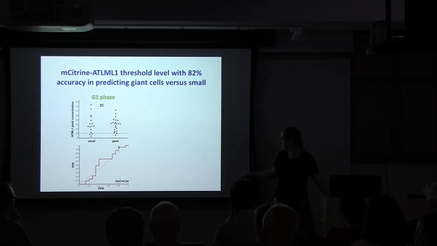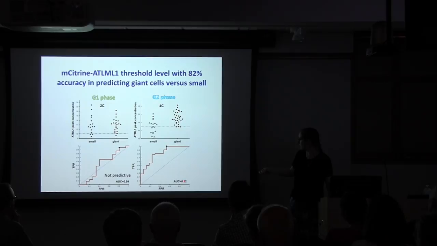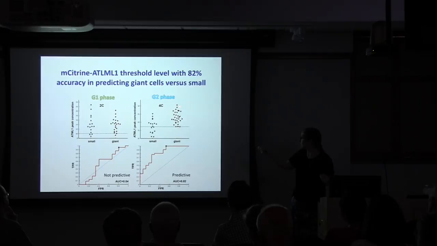Whereas if we look at G2 phase, again the peak ATML1, you can see that now this distributes better. The giant cells tend to have a higher peak ATML1 than the small cells. And if we plot true positives versus false positives, then we get 82% predictivity. And so this one is predictive. So ATML1 concentration in G2 phase is predictive.